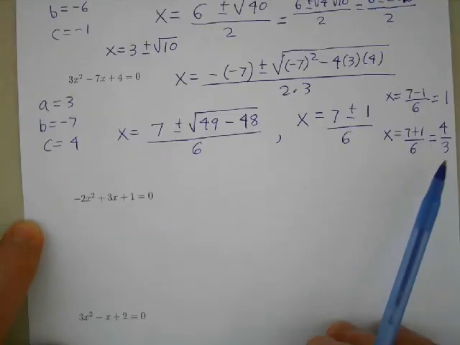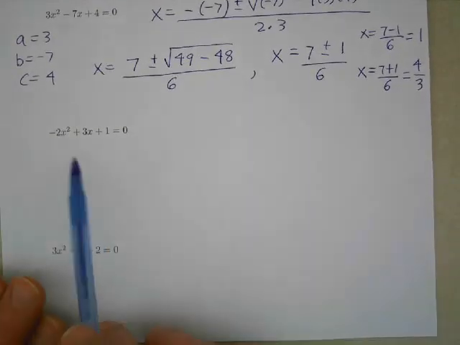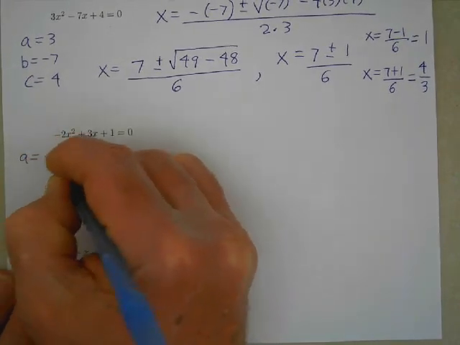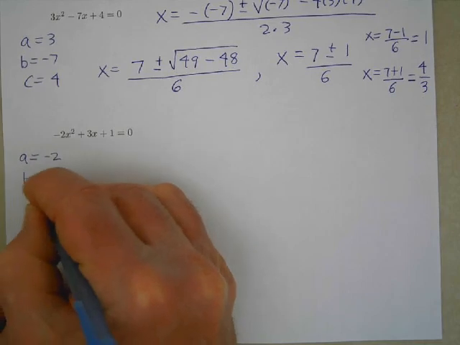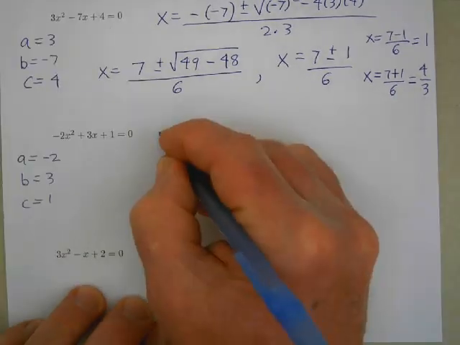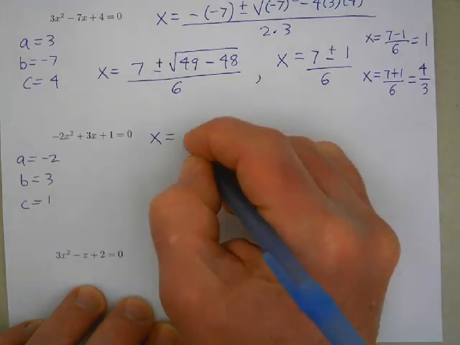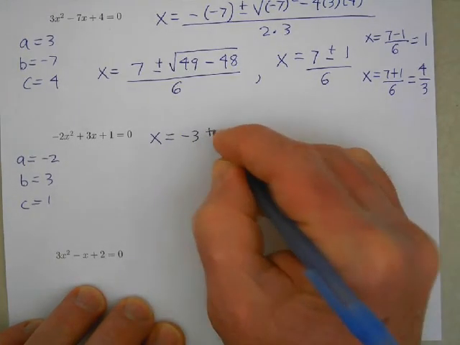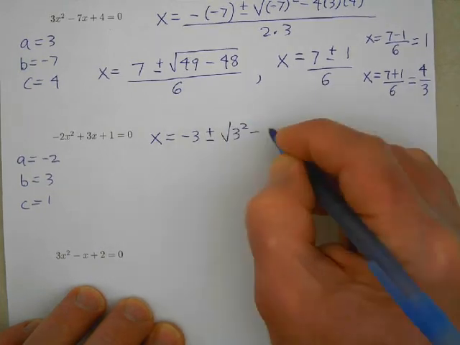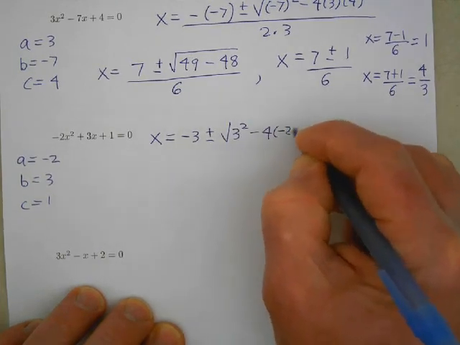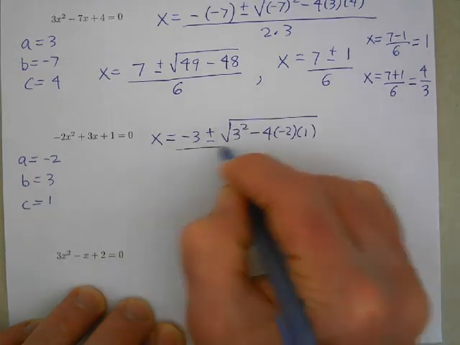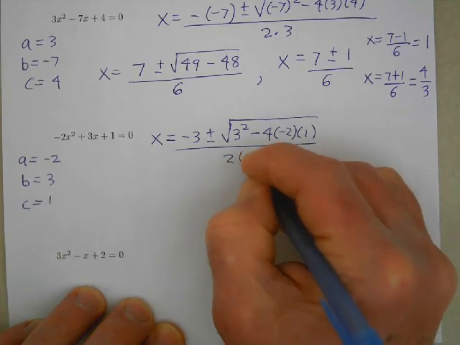Okay, in the next example, in this equation, a is negative 2, b is 3, c is 1. So we apply the quadratic formula, x equals negative 3 plus and minus the square root of 3 squared minus 4 times negative 2 times 1, all divided by 2 times negative 2.